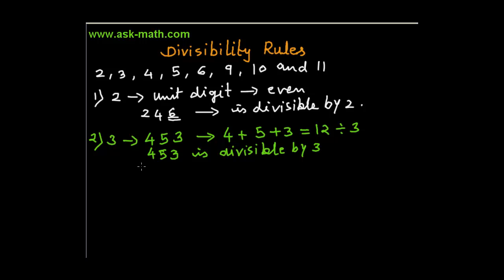Suppose I take another example, 2034. Now we'll add all the digits: 2 plus 0 plus 3 plus 4 is equal to 9. 9 is divisible by 3, so 2034 is divisible by 3.